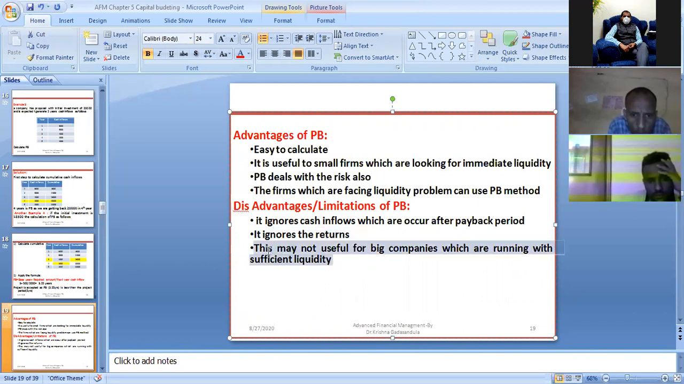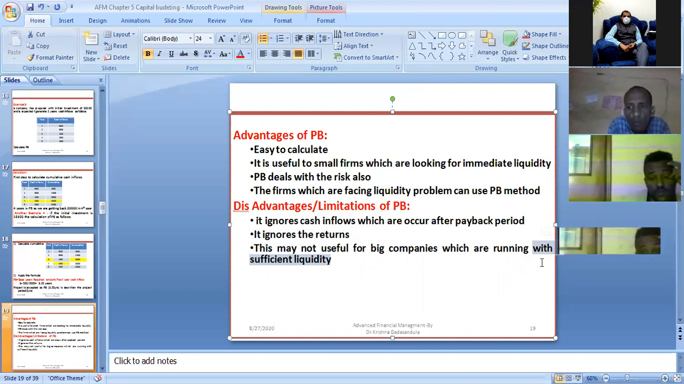So this may not be useful for big companies, because big companies never look for capital back, original investment back. They look for returns, less risk with more returns. So that's why this may be useful for small companies, while big companies run with sufficient liquidity. If they are running with sufficient liquidity, they don't want this time period. They want only the returns.